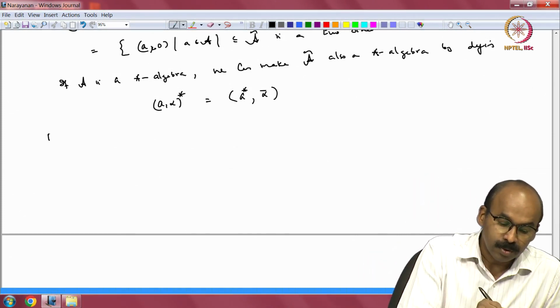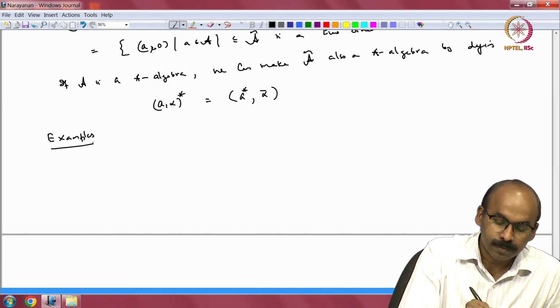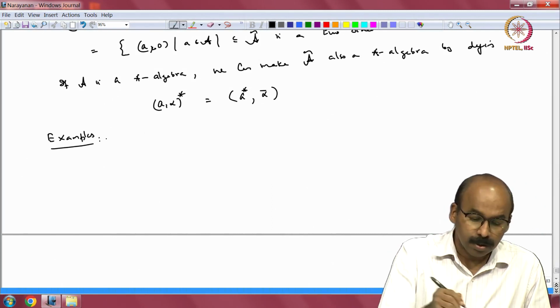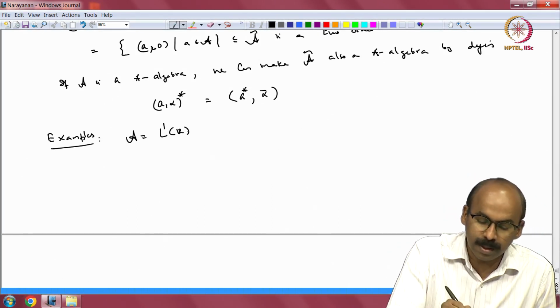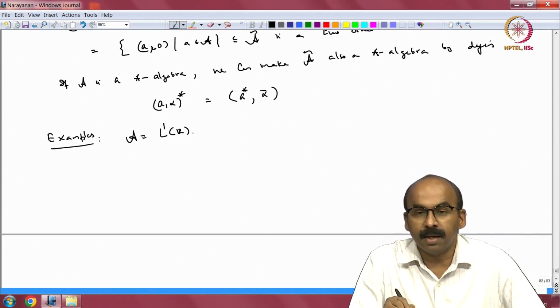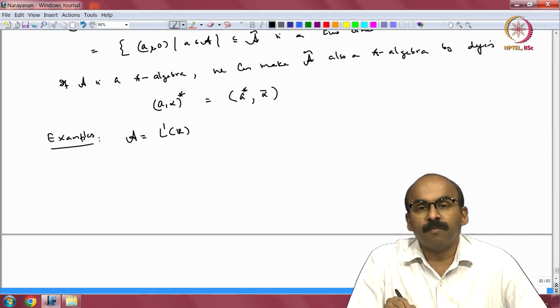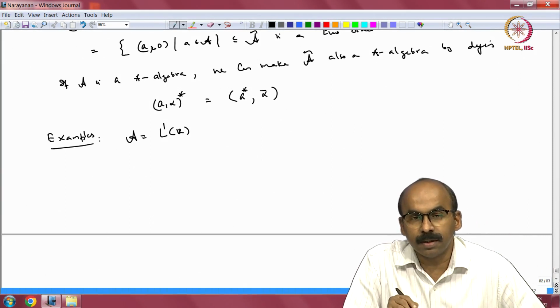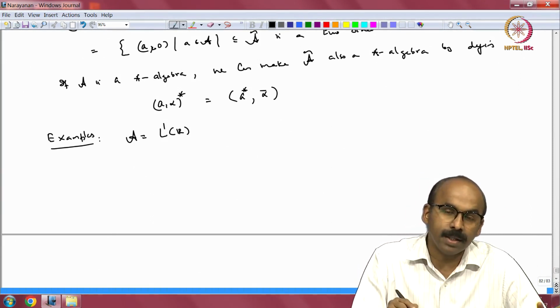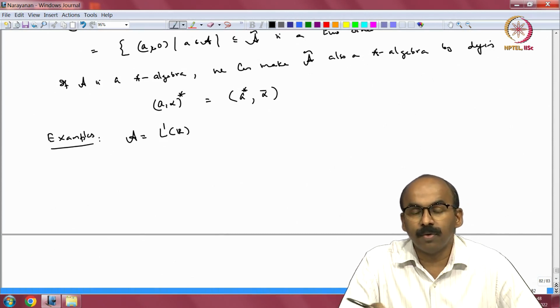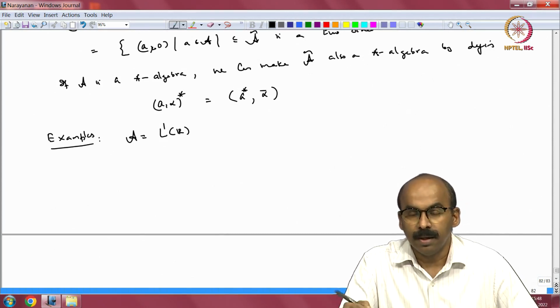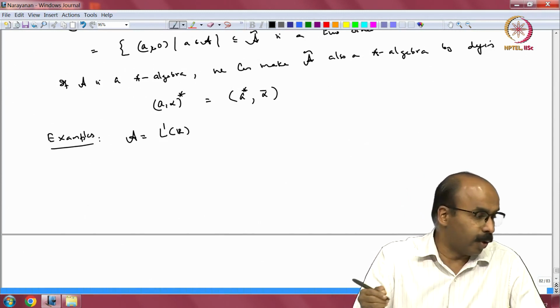So, examples. Take A to be L1 of R. In this case, it is a bit easier. In many cases, the non-unital Banach algebra already sits inside a bigger algebra which has an identity. So, you just have to put the identity and generate the algebra, and you will get what you want.